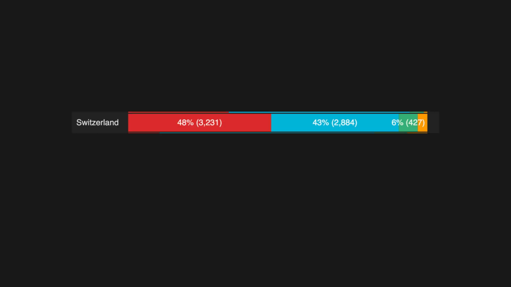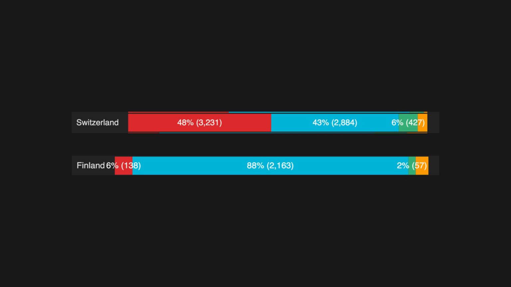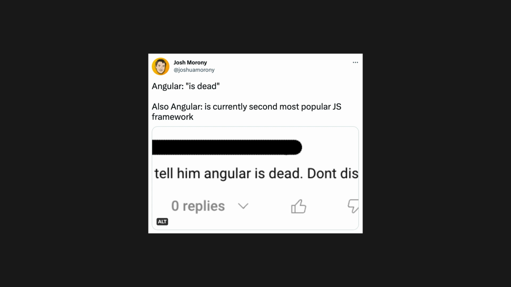Take Switzerland from the dataset, for example, where there were actually more Angular jobs than React. But in Finland, there were very few Angular jobs. I think it's important not to put too much weight into one data source like this, but it does provide a perhaps surprising counterpoint to the Angular dead framework meme.